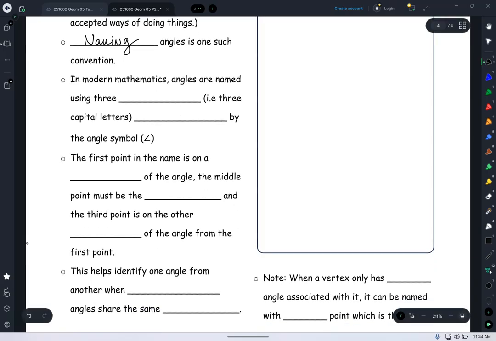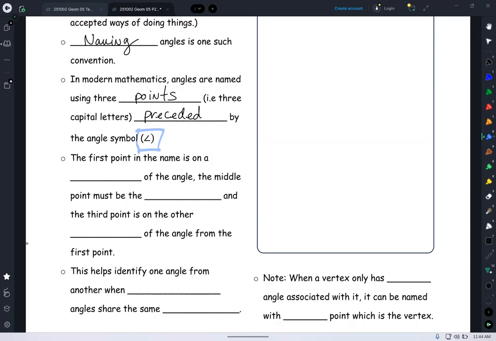Okay, so here's how we're going to do it. In modern mathematics, okay, don't lose this point. Stay focused, Cooper. Here we go. In modern mathematics, angles are named using 3 points, or 3 capital letters. Okay, and those 3 points or 3 capital letters are preceded, that means comes before, by the angle symbol. Okay, if you want to put a little color highlight around that, that is so important when you're naming your angle. You're going to use this angle symbol.